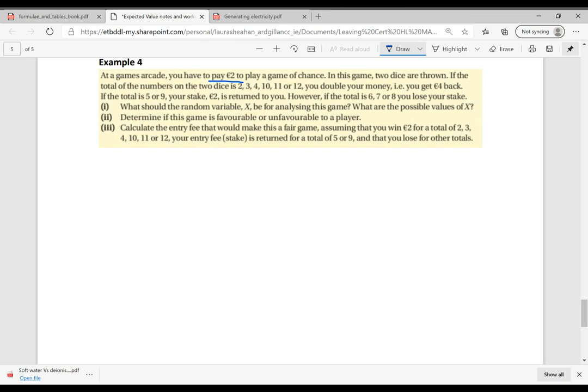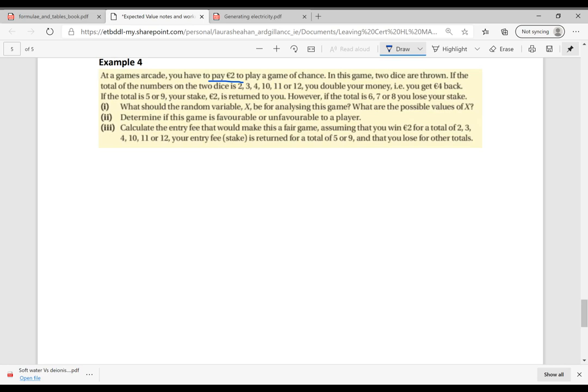In this game, 2 dice are thrown. If the total of the numbers on the 2 dice is 2, 3, 4, 10, 11, or 12, you double your money. Okay, so you get €4 back. If the total is 5 or 9, your stake, €2, is returned to you. So you win €2. You come out with nothing, but you win €2 out of the game. However, if the total is 6, 7, or 8, you lose your stake. Okay, so you lose €2.